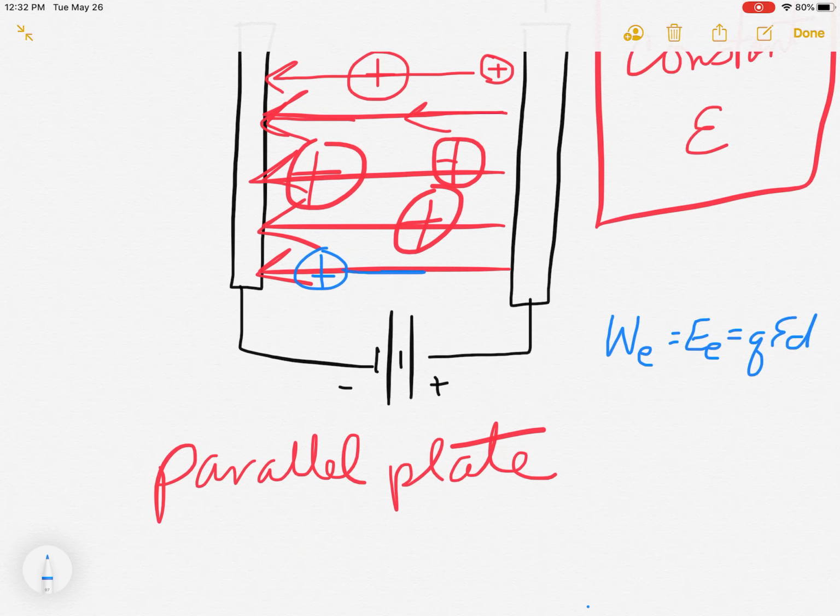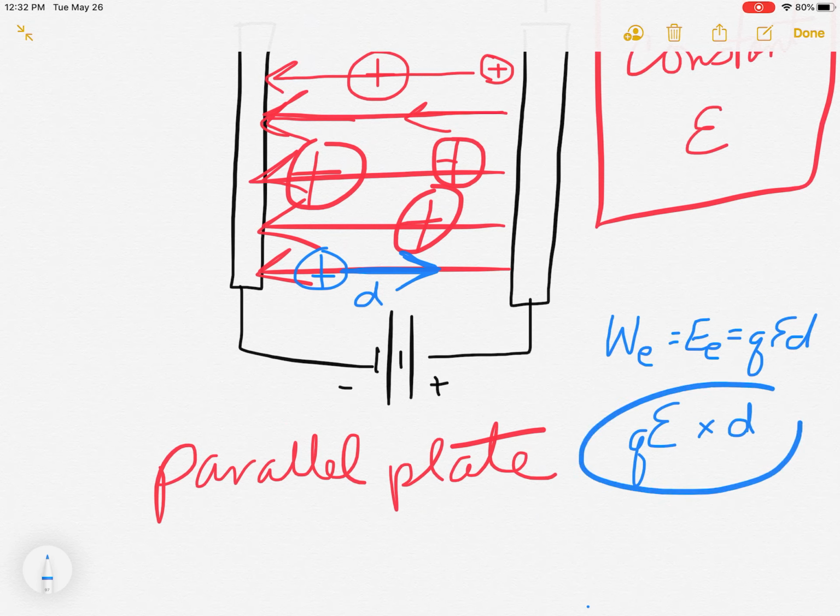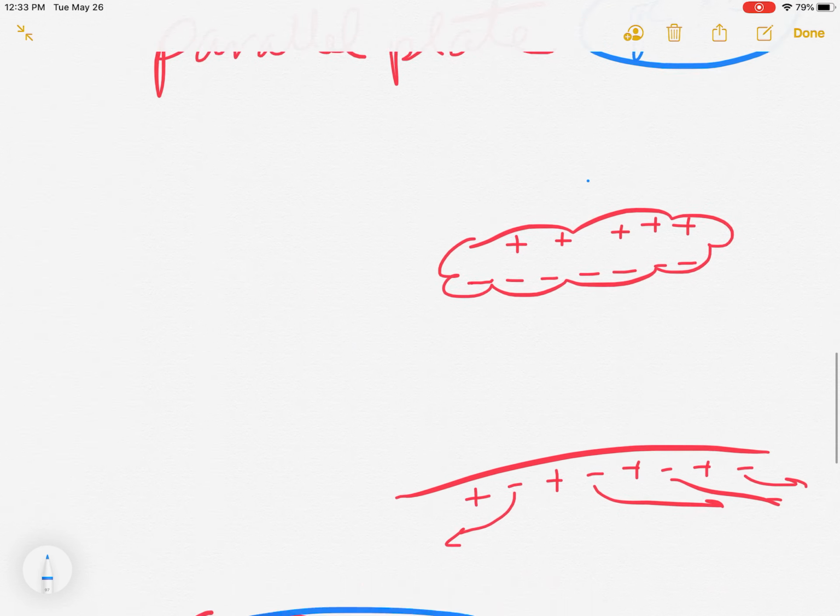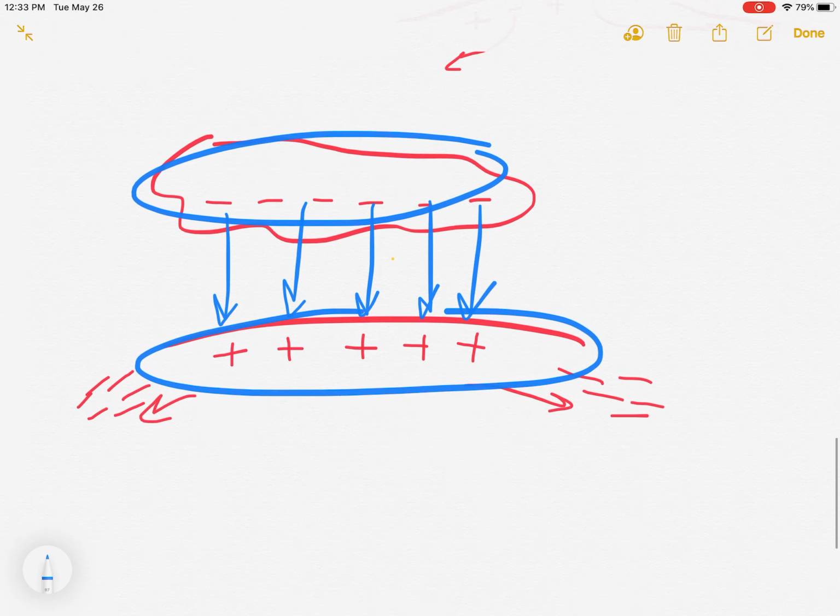Those field lines. But if I put a positive charge here and I wanted to push it this way against the field and move it a certain distance d, I would need to apply the force QE to move it the distance d. So there's the QED. So this equation can tell us things about how much force is required to move it or what the electric field strength would be and so on. So this is a situation where we can get a constant electric field.